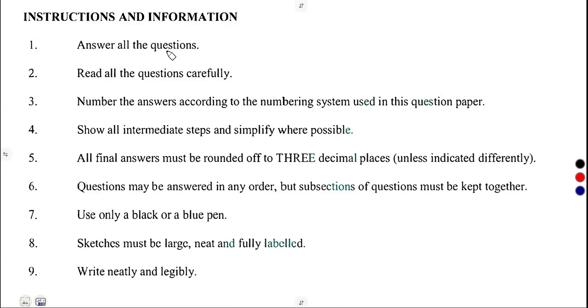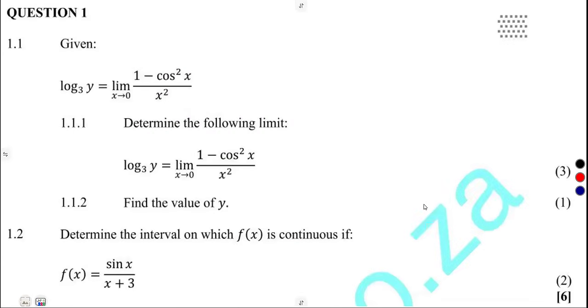So we are given the instructions and the information to consider, especially on your final answers to three decimal places, unless indicated differently in the question. I'm not going to waste your time. Let us quickly go through these and see.